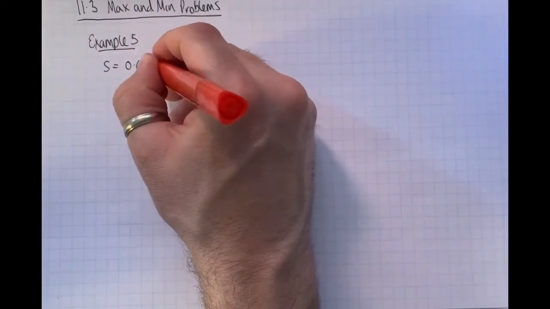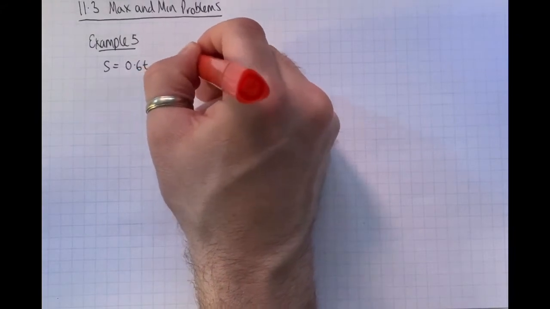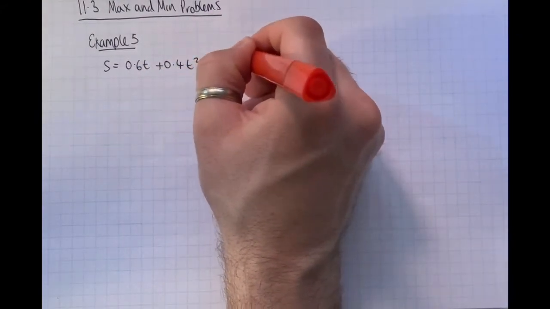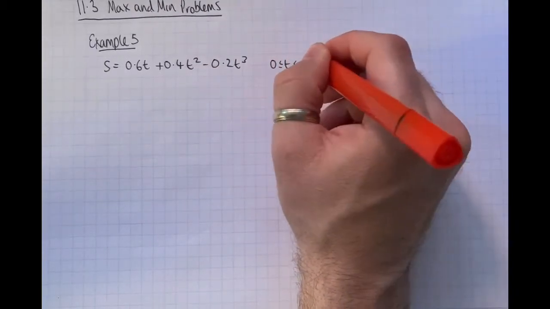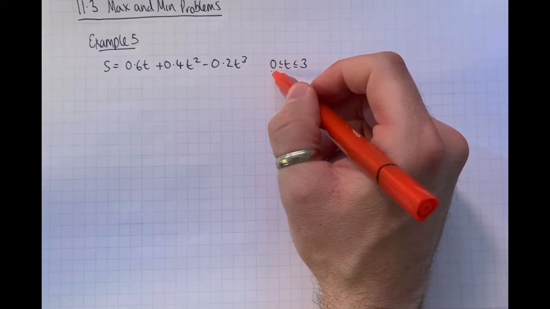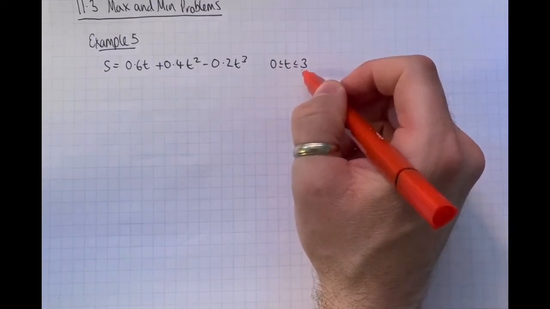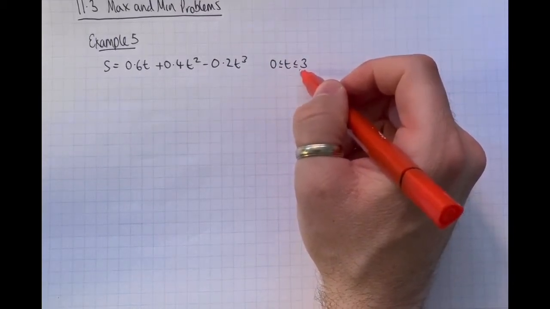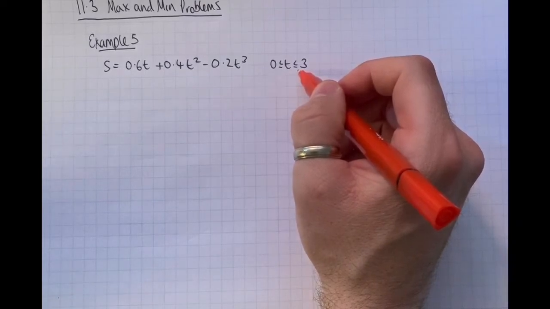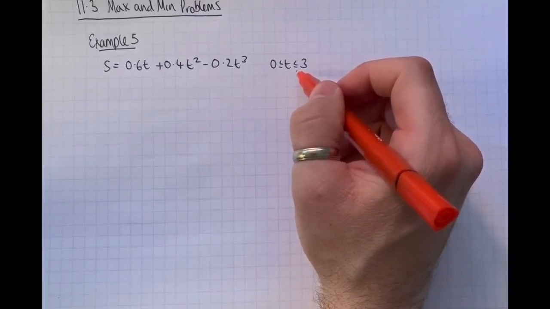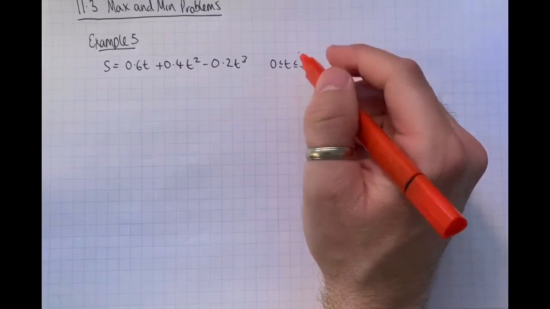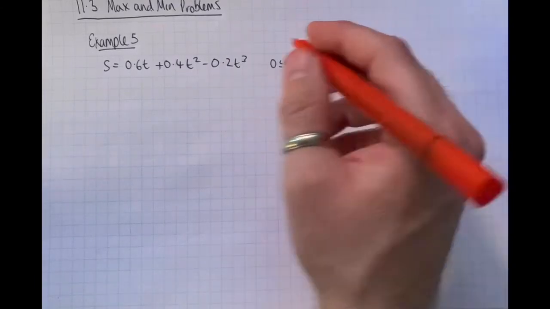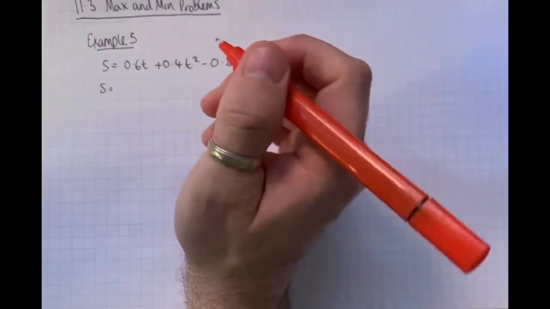0.6t plus 0.4t squared minus 0.2t cubed, between t equals 0 and 3. So it leaves the child's hand when t equals 0 and returns to the child's hand after 3 seconds. The first part of the question asks us to justify the restriction between 0 and 3. Well, let's try to factorise this.